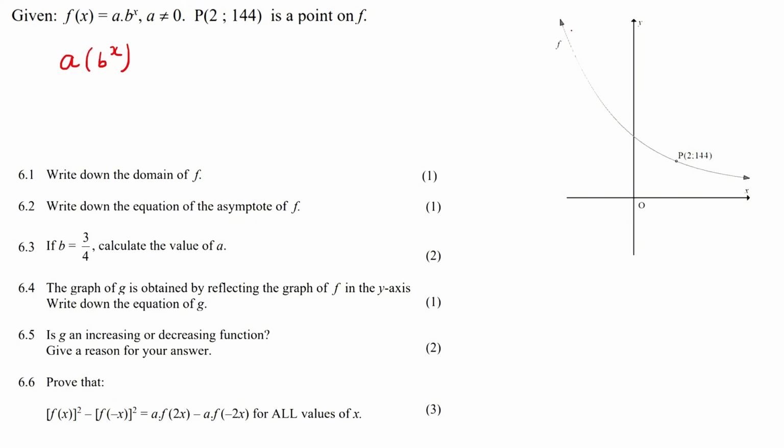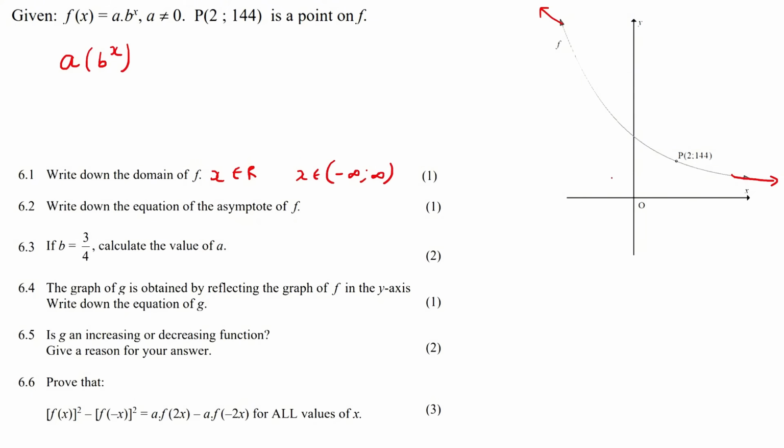The domain is all the x values. So it's going to go all the way to the right, and keep going all the way to the left. So we could just say that x is an element of all real numbers. You could also say x is an element from minus infinity to positive infinity, or you could say x is bigger than minus infinity and smaller than infinity.